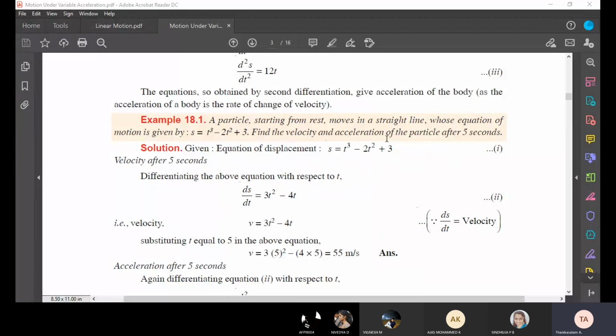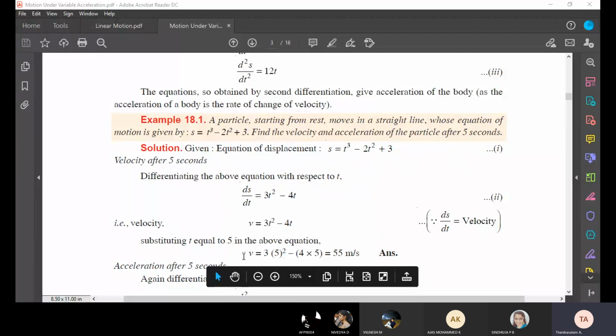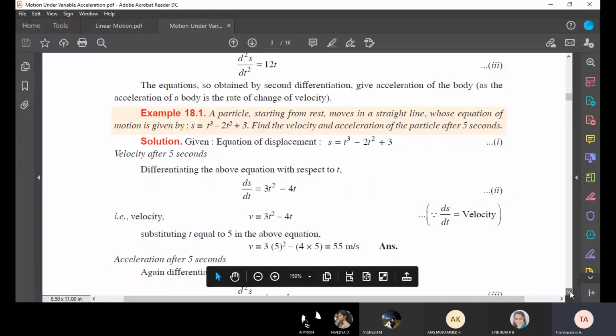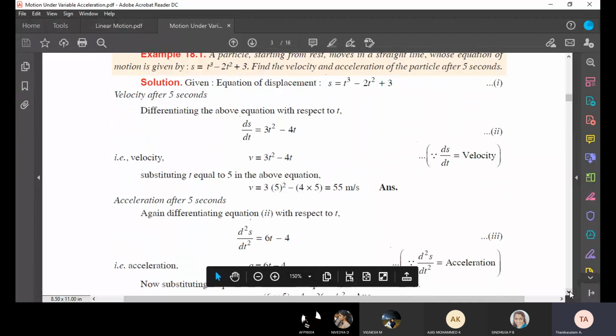What is the t value given already in the question? t equal to 5 seconds. Therefore, velocity at t equal to 5 seconds: v equal to 3 into 5 whole square minus 4 into 5. Therefore, 55 meter per second. Students, the velocity unit is meter per second.